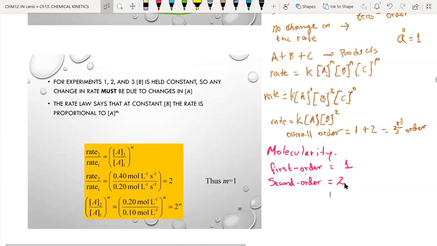In other words, 2 molecules participate in the activated complex during the transition state of the reaction. And the other important one is zero order. Zero order, they are not affecting the reaction, the speed of the reaction. That's why they don't show up here. Zero order, and the molecularity therefore is 0.